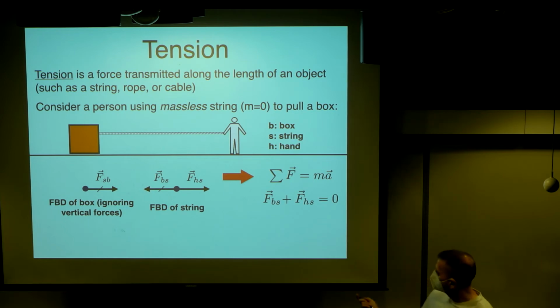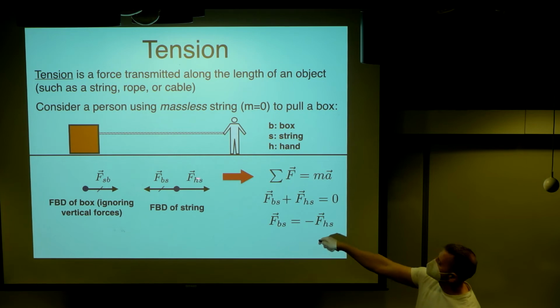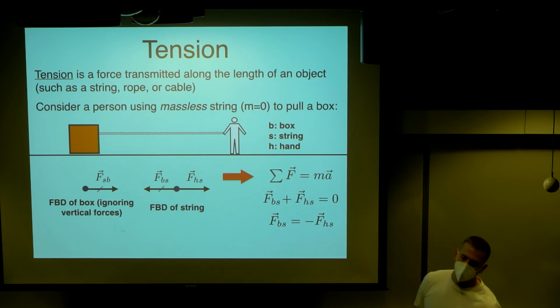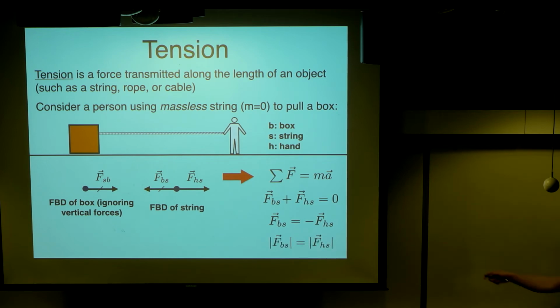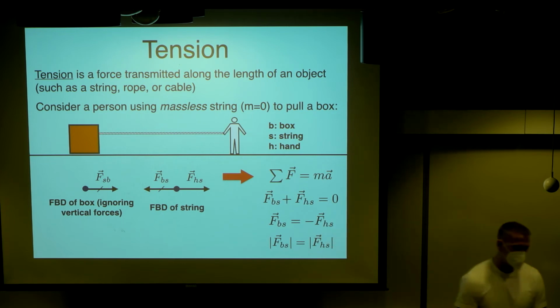So that's all good. What does that tell us then? FBS is just the negative of FHS, right? It's being pulled with the same exact amount of force from either end, but in different directions. That's what the negative sign entails. So in terms of the magnitudes of these two forces, they're the same. In other words, there's the exact same amount of force pulling on this end as there is on that end.